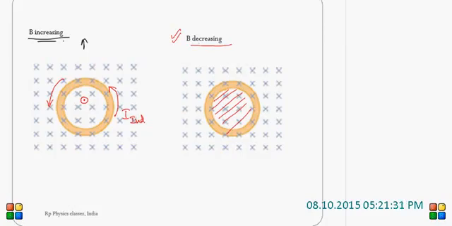Yes. So when B decreases, the flux inside the coil also decreases. The decrease in flux, Lenz's law always opposes. So how to oppose the decrease? By increasing the flux. How to increase the flux? It has to induce current such that the field is in the same direction as the existing field. That means if current is induced in clockwise direction, then automatically the magnetic field will be inside, which will support the already existing magnetic field. So the induced current direction will be clockwise.